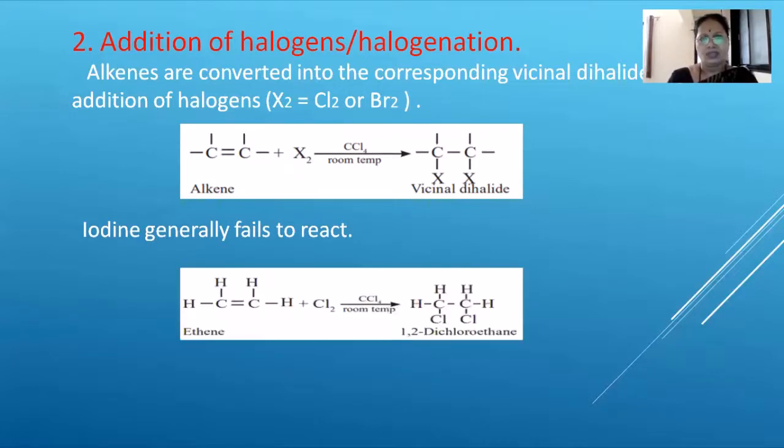Okay, so reaction with chlorine is given here. Ethene plus chlorine in presence of carbon tetrachloride solvent at room temperature. Addition of halogen across double bond takes place forming 1,2-dichloroethane.